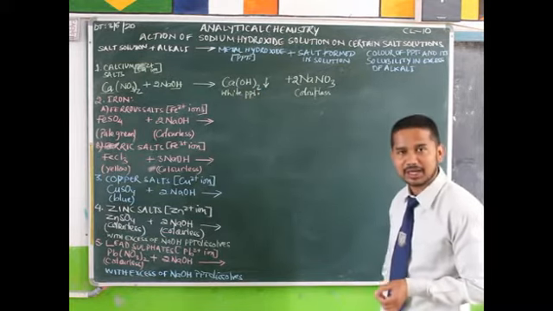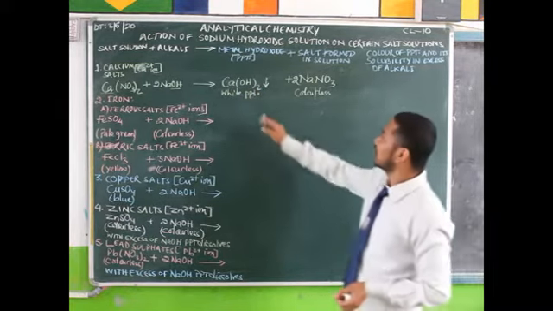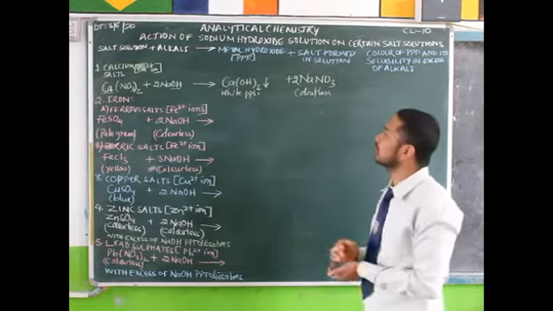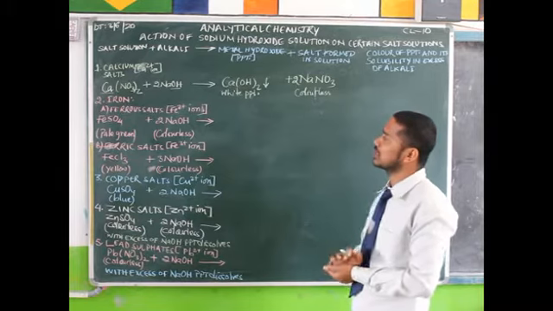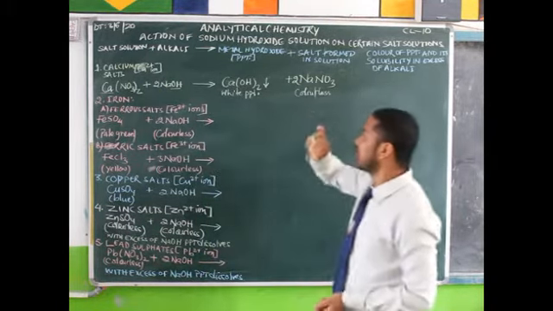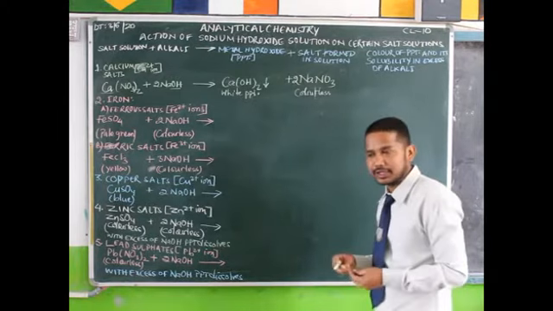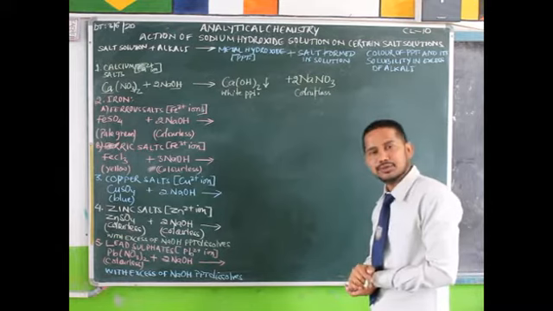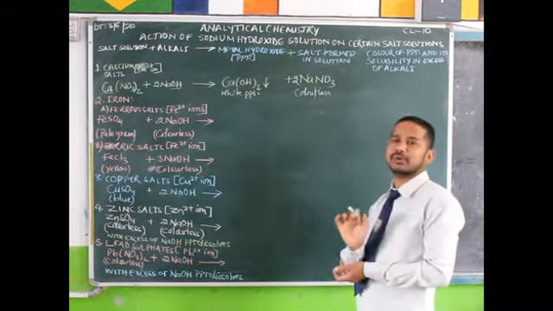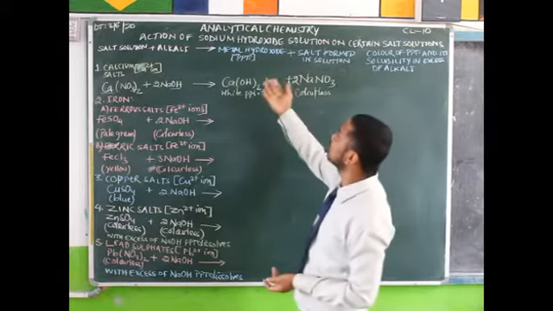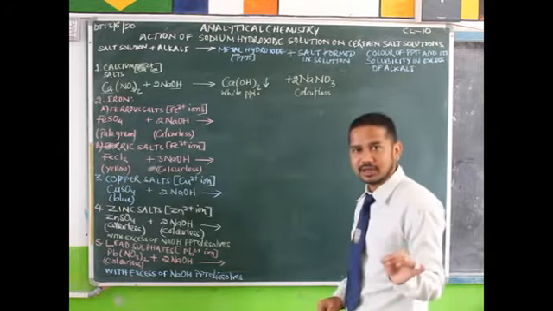It is calcium hydroxide. Now hydroxide is colorless, so we can come to know that calcium ion is present in this particular salt. Calcium ion is present in this particular salt. If it is not told to you that it is a calcium salt, then also you will come to know that calcium ion is present in this particular salt. So how to know that calcium ion is present in the salt?